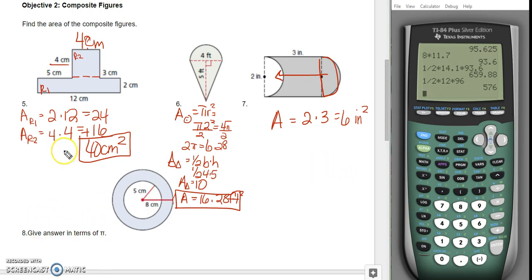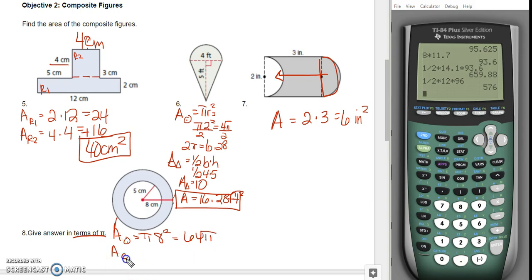Number 8, I'm going to find the area of the shaded region here. So I have 2 circles, and it says leave in terms of pi. That means leave pi in my answer. So the area of one of my circles, I'm going to do the big one, the one on the outer edge, is going to be pi times 8 squared, and that's going to give me 64 pi.